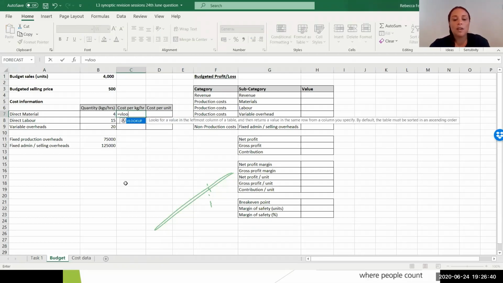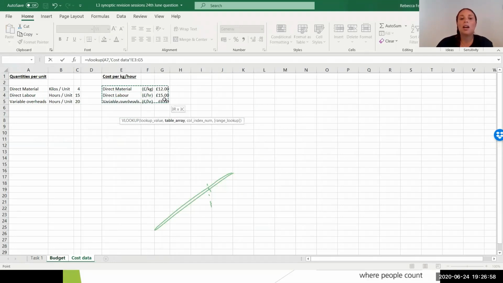So if I do equals VLOOKUP again, I'm going to look up direct materials again. It's asked me what I'd like it to look up, so I'm going to select my direct materials. When I press comma, it's going to say what table would you like it to look it up in. Now what we did last time is we highlighted that data. This time, instead of highlighting the data, we're going to highlight the columns, so we're going to highlight E through to G. The only difference is I haven't just highlighted the data that I want in my table, I've highlighted the entire column, but you can see that instead of saying E3 to G5, it now says E to G in my formula bar.